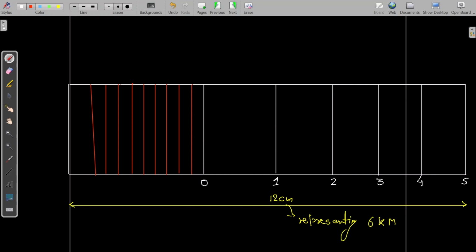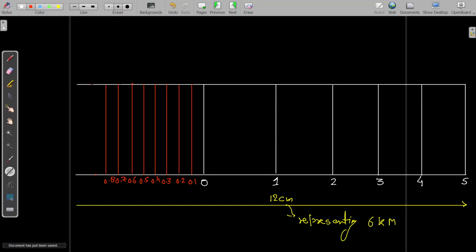Let me check how many I have drawn. This will be your 0.1, 0.2, 0.3, 0.4, 0.5, 0.6, 0.7, 0.8. Let me erase this and draw it again. Okay, this is 0.9 and again this is 1.